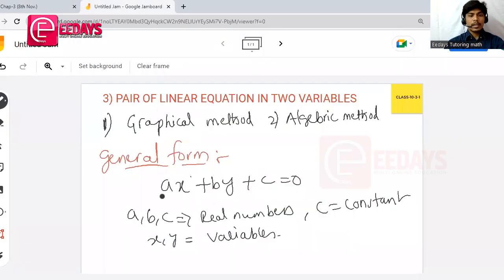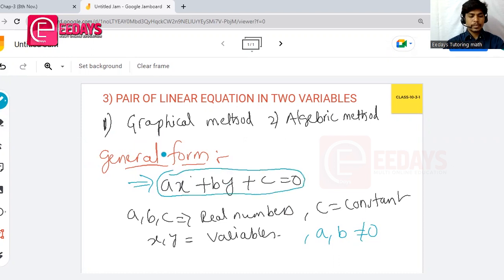The important point here is that a and b are not equal to 0. In this general form, a, b not equal to 0. So we call this the general form of linear equations in two variables: ax + by + c = 0.